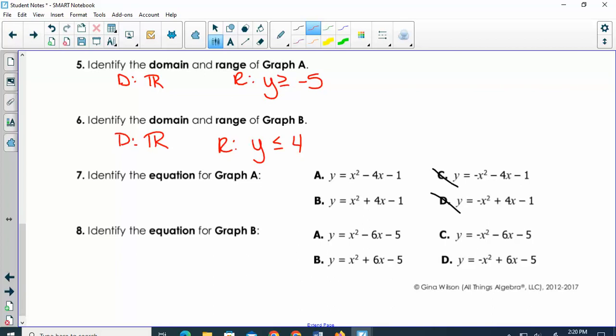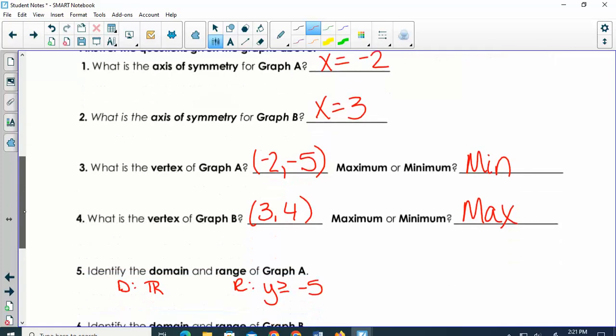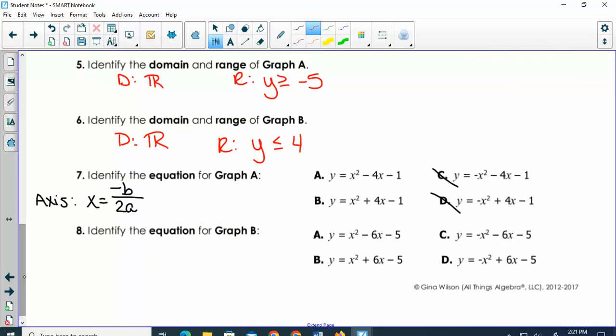Do you remember how to find the axis of symmetry? We had an equation that we used. Was x equals the opposite of b over 2a. We know that for graph A, the axis of symmetry should be x equals negative 2. Let's check what the axis of symmetry would be from these equations.